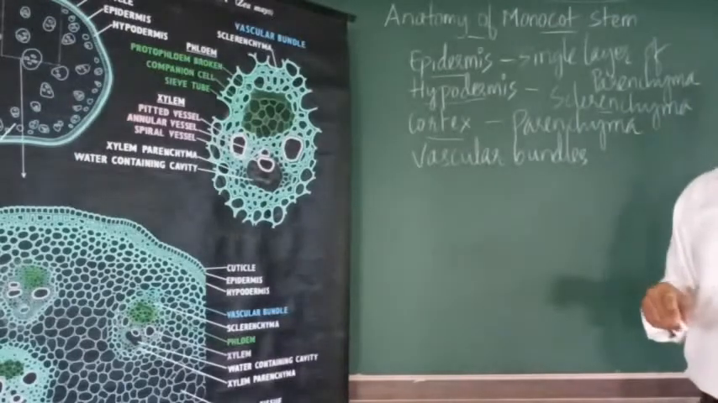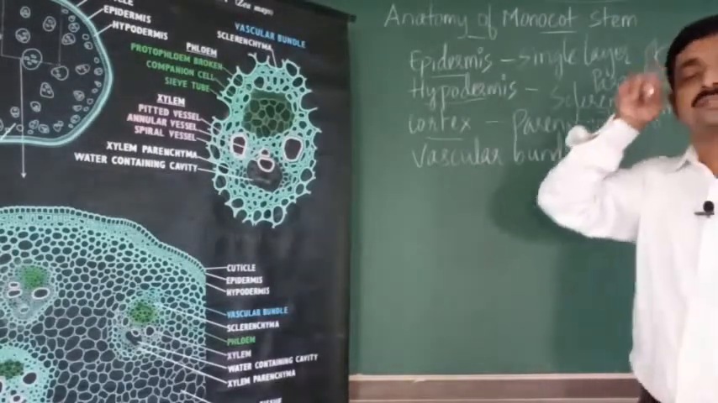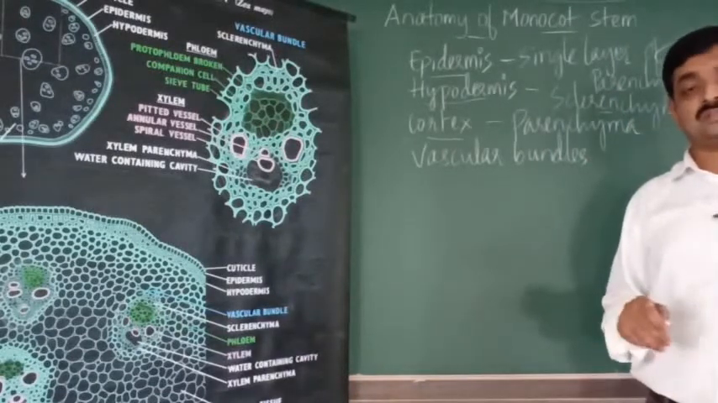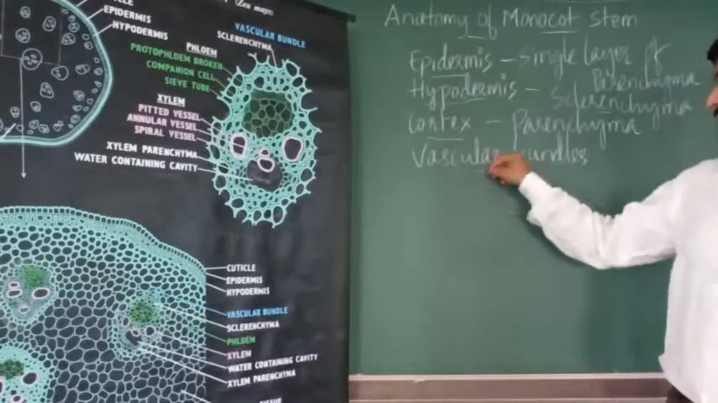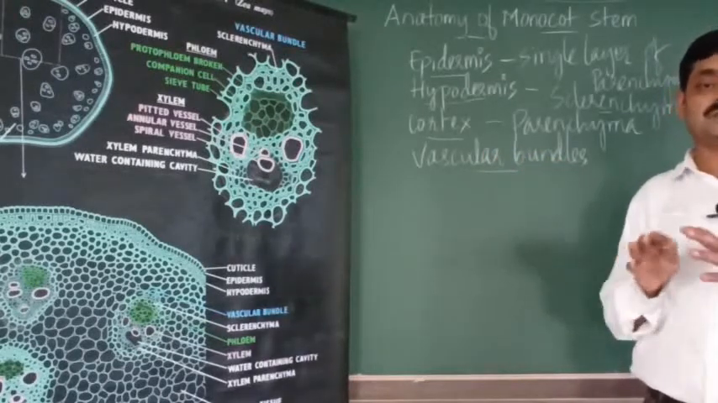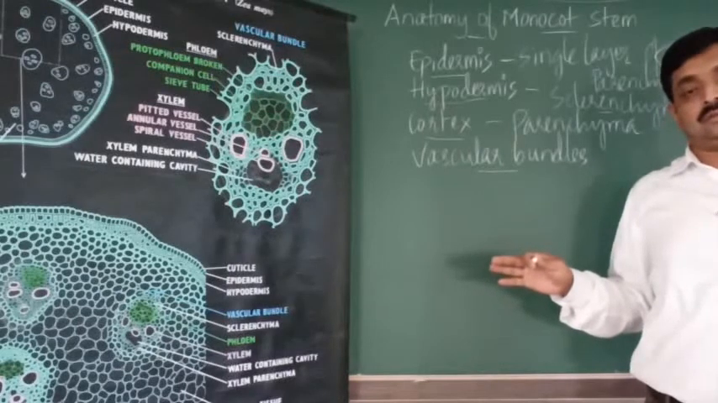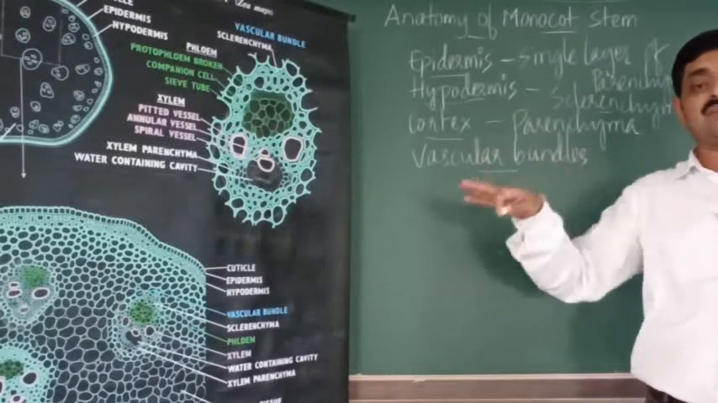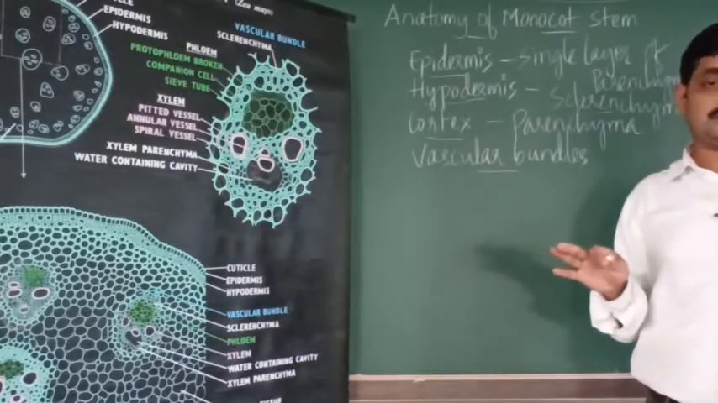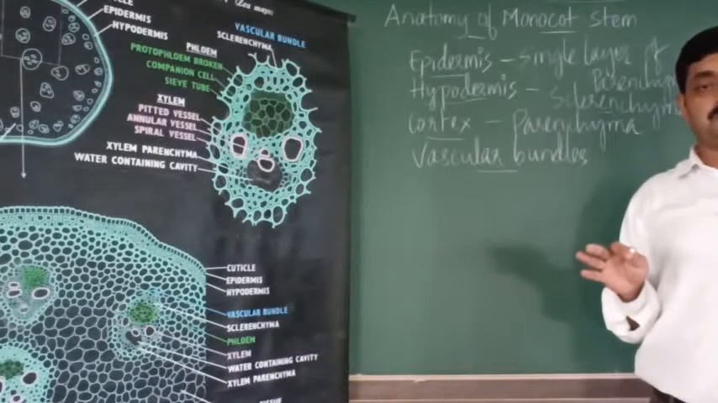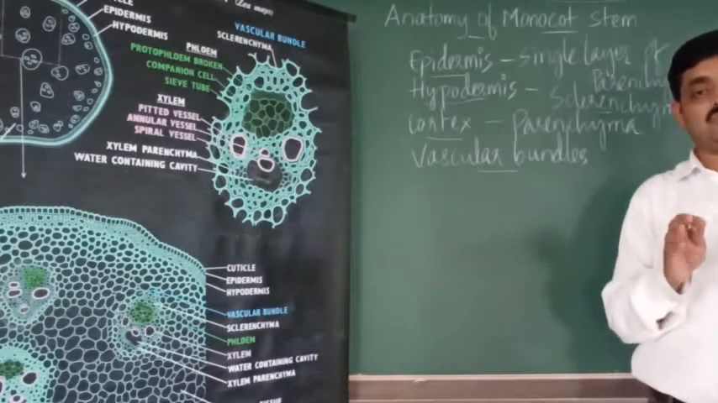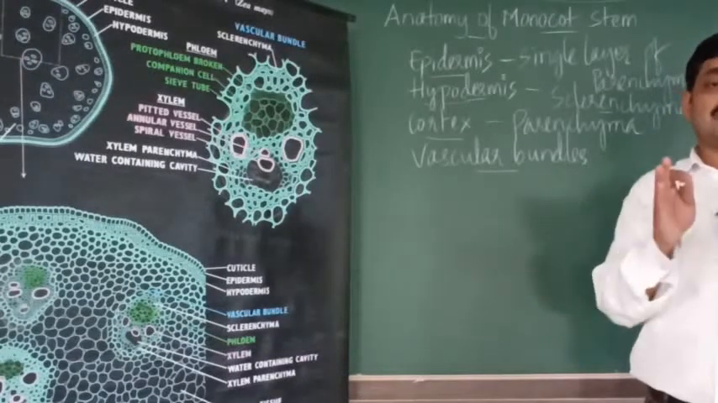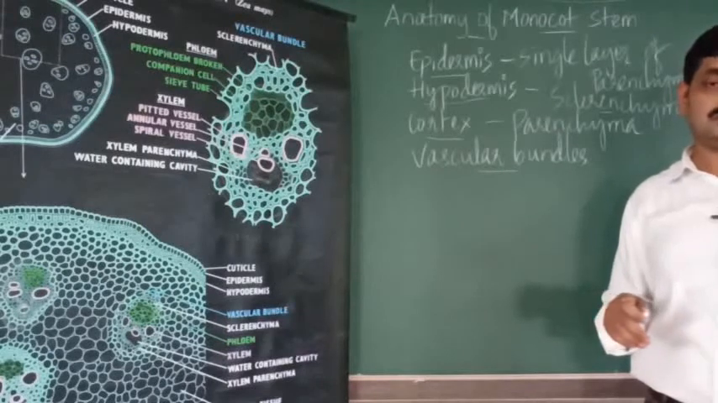parenchyma cells. Then what do you find in the cortex? In the cortex of monocot stem, there are vascular bundles. So vascular bundles are scattered, right? You can see that vascular bundles spread everywhere in the cortex. Now these vascular bundles are large in the center. So central vascular bundles are large. The vascular bundles which are at the periphery or sides are smaller.